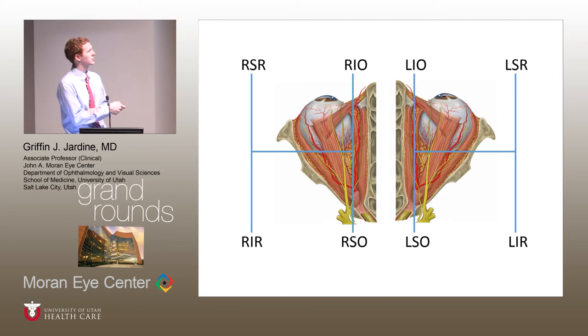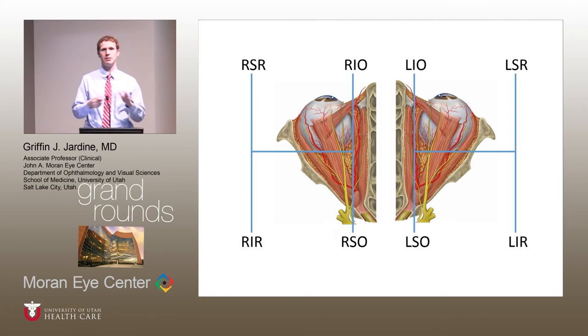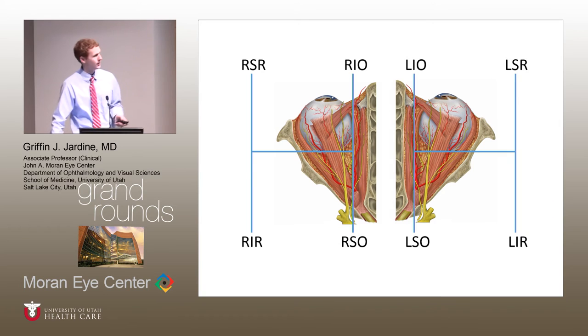So in abduction and elevation, the right superior rectus is doing almost all the elevation by itself. Contrarily, when the eye is adducting, turning in towards the nose, the rectus is becoming more of an incyclotorter than an elevator, and the superior oblique is now in position to move the eye. Since it's an oblique angle, it actually moves the eye down, and the inferior oblique moves it up. That to me is always really helpful in understanding motility.